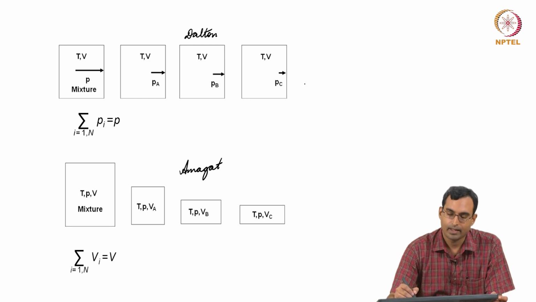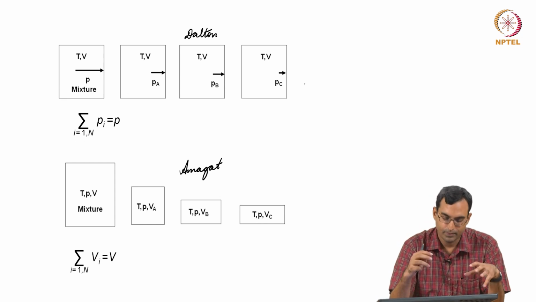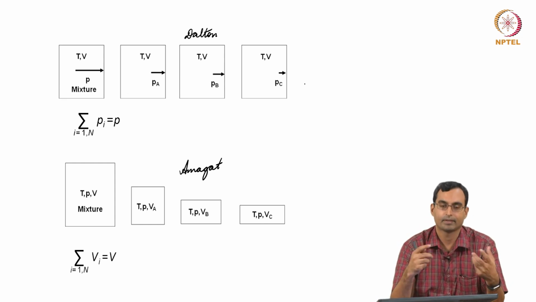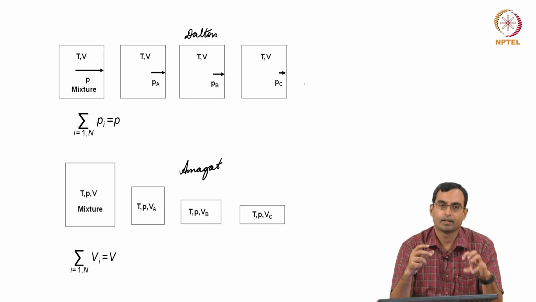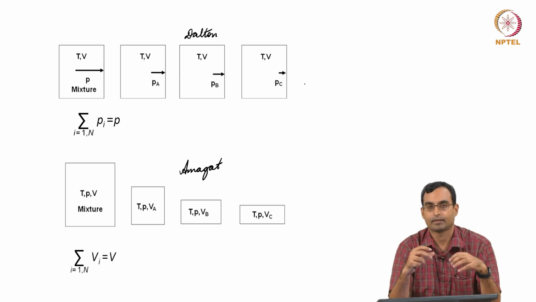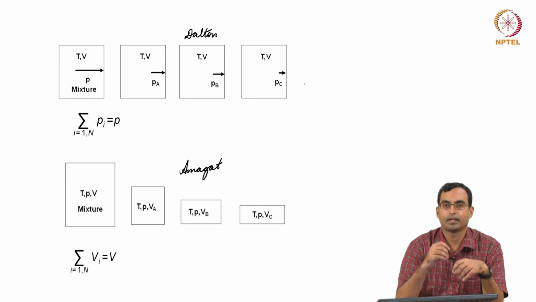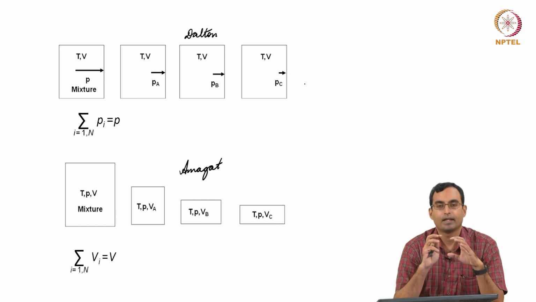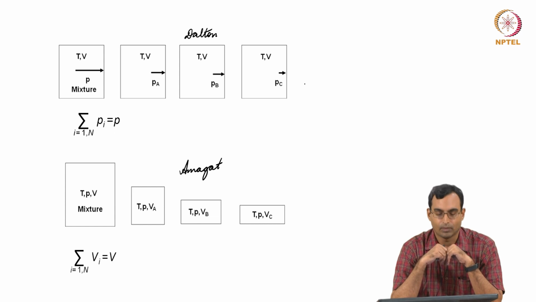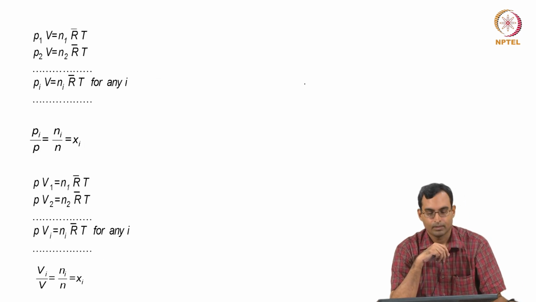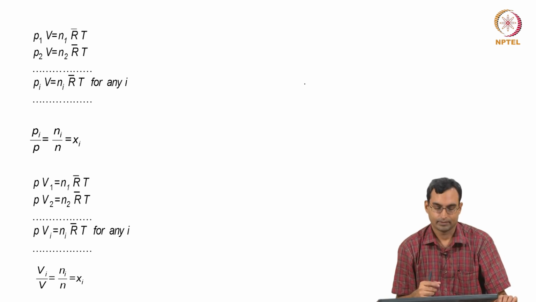In Dalton's principle, we are looking at it as if each of the gases occupies the entire volume of the mixture, but gives only a part of the pressure which we see for the mixture. Whereas in Amagat's model we assume that all of the gases give the same pressure, but each of them occupies only a certain small amount of volume. But what we can also show is that they are not really different.